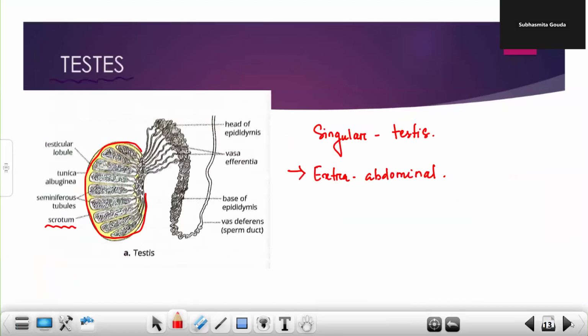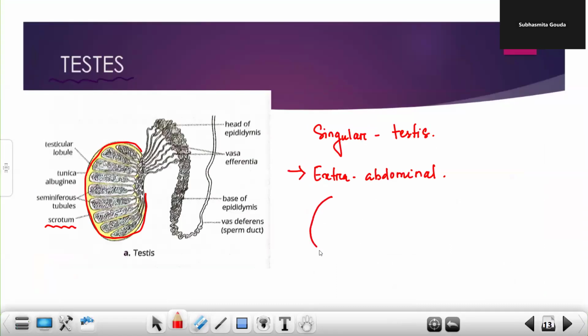Means there are two testes lying in this, and here is the middle part. This muscular part is called the septum. Here the two testes lie in each compartment.